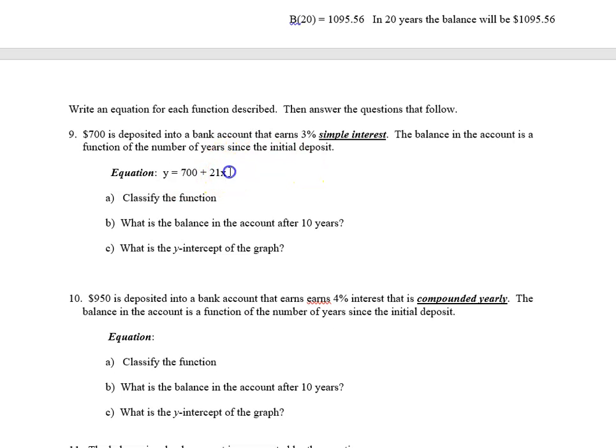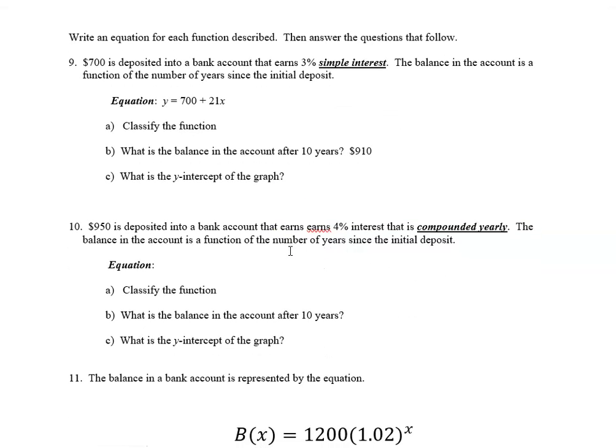Be sure you have the y equals in the front, or you could put f of x equals if you want function notation. To classify the function, you would say linear because this is a straight line. And what is the balance after 10 years? Take the x and replace it with 10, and you'll get 700 plus 210, which is $910. And then finally, what is the y-intercept of the graph? Well, that's actually 700 because it started with a $700 deposit.